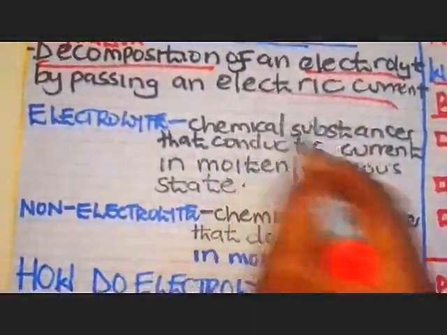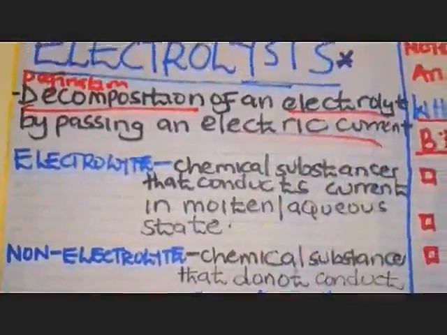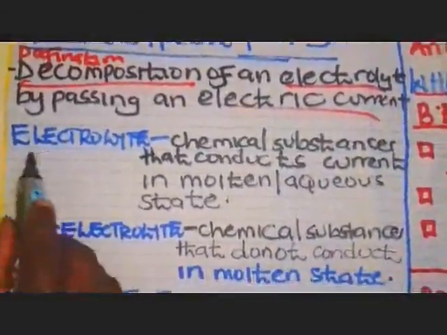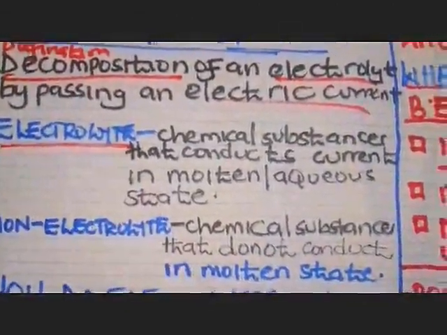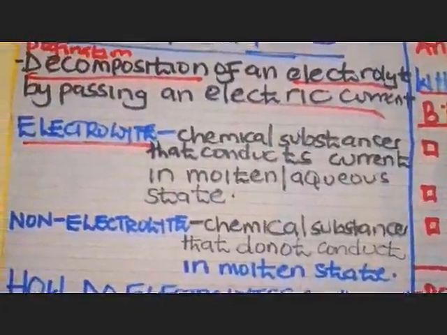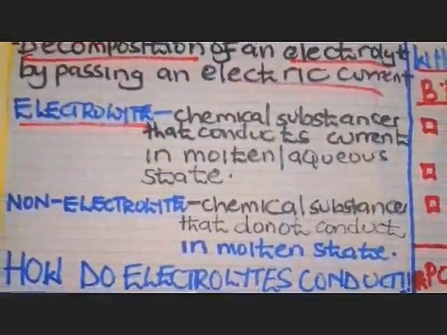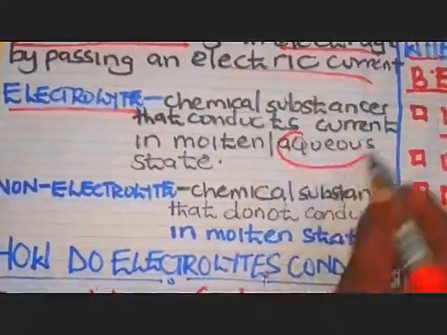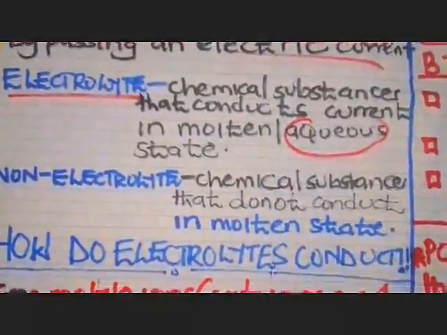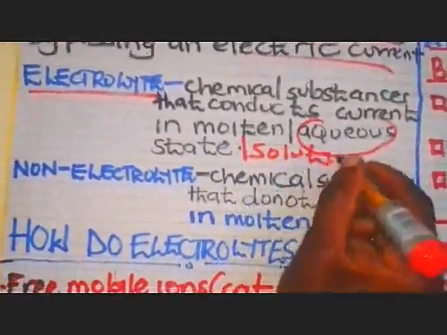Now, after defining, we are seeing that we are introducing an electrolyte in our definition, so we have to also define the electrolyte. Electrolyte is something simple. It's simply any chemical substance that can conduct electric current in molten state. Molten state is the same as aqueous state, or it is the same as solution state.